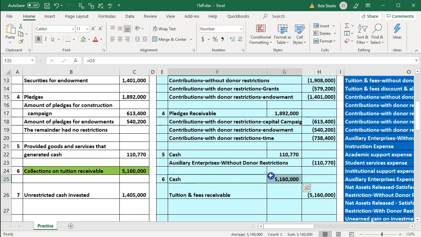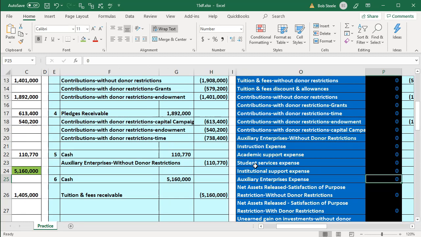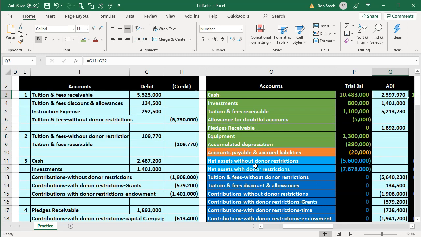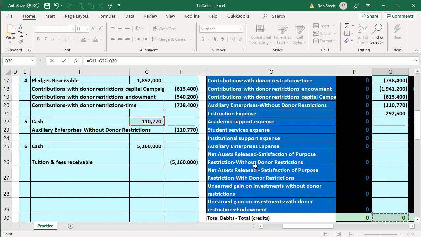Let's go ahead and post this. We're going to go to cash up top. Going to scroll back up top and go to the cash account. And we are in Q3. Within Q3, I'm going to say F2 plus F2 and then scroll back down.